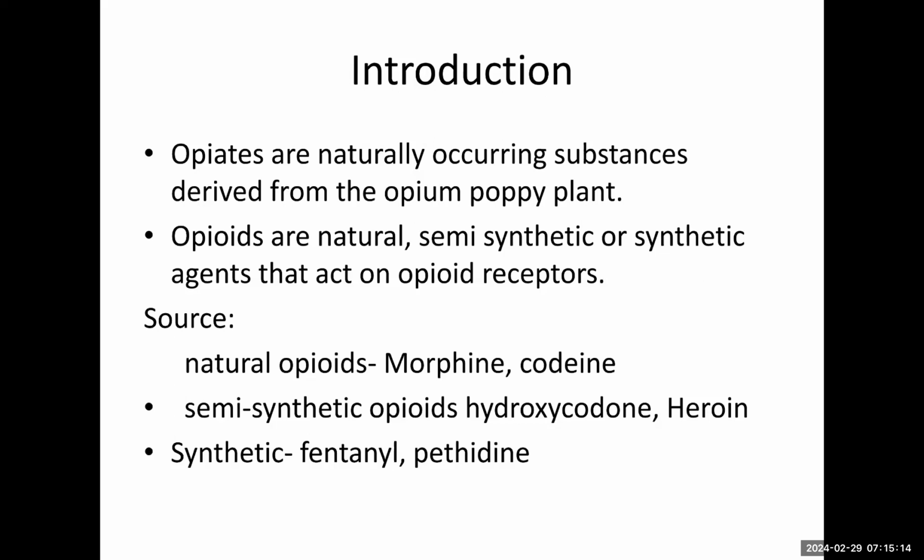Opiates are naturally occurring substances derived from the opium poppy plant. While opioids are natural, they could be semi-synthetic or synthetic agents that act on the opioid receptors. The natural opioids commonly available are morphine and codeine, the semi-synthetic opioids are hydrocodone and heroin, and the synthetic ones like fentanyl and pethidine.